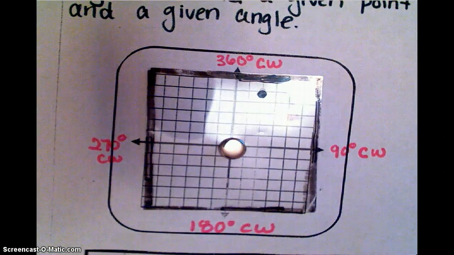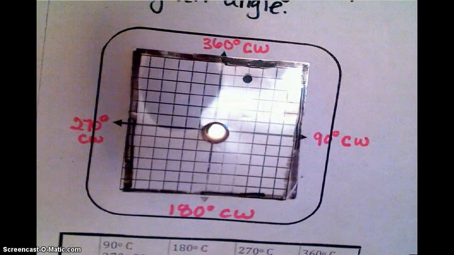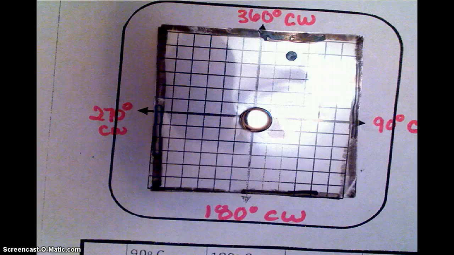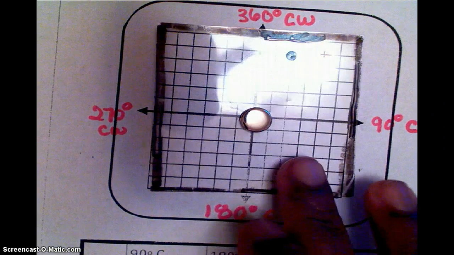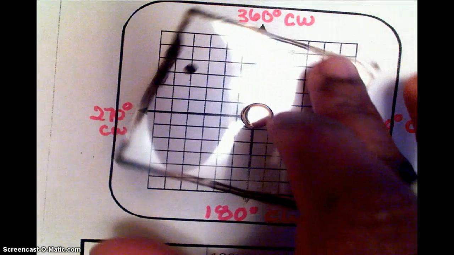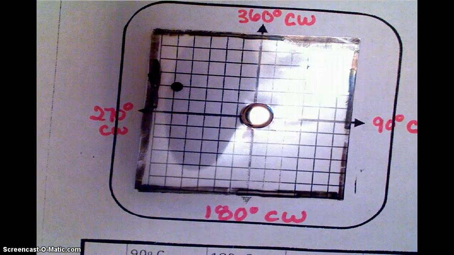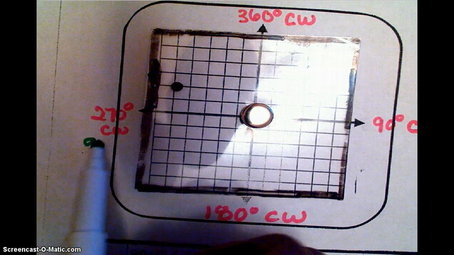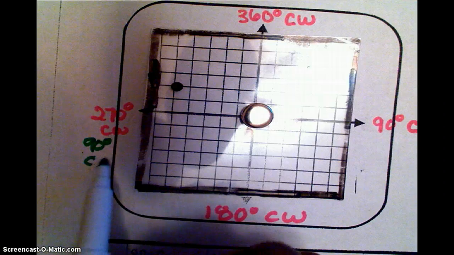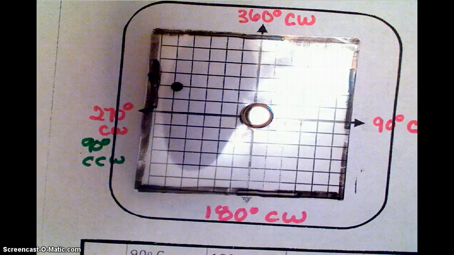Okay? Now, if I would decide to go the other direction, that takes me counterclockwise. So if I go 90 degrees counterclockwise, notice that is the same as going 270 degrees clockwise. So 90 degrees counterclockwise is the same as 270 degrees clockwise.